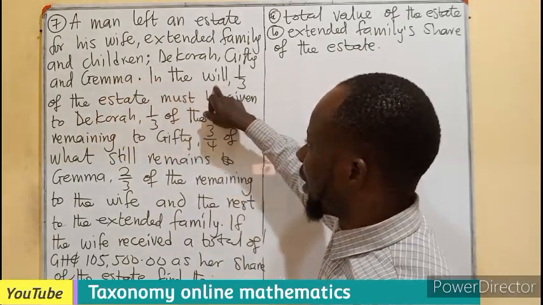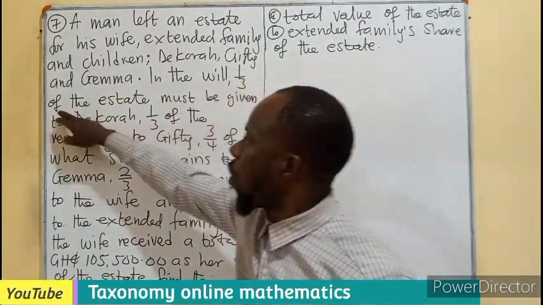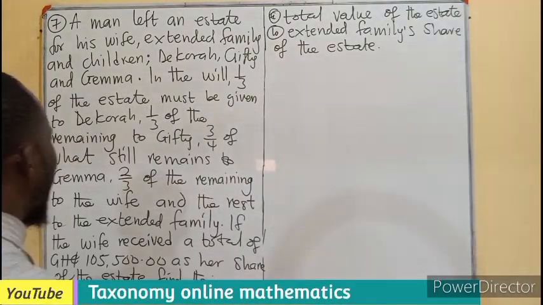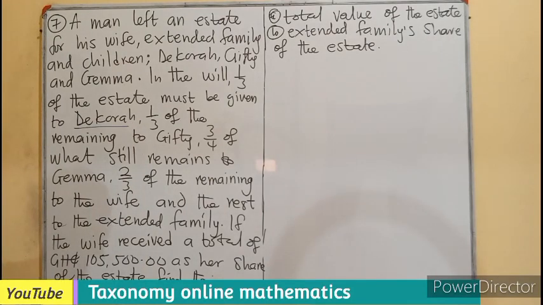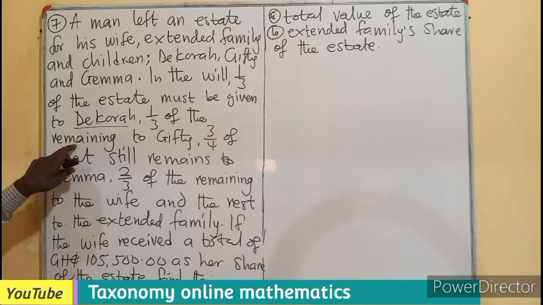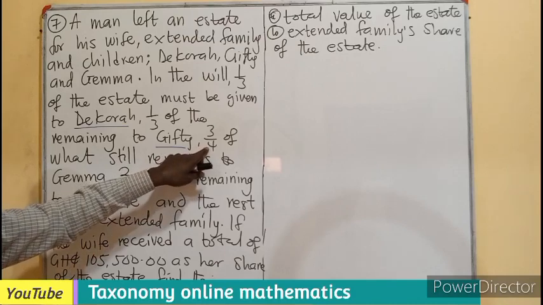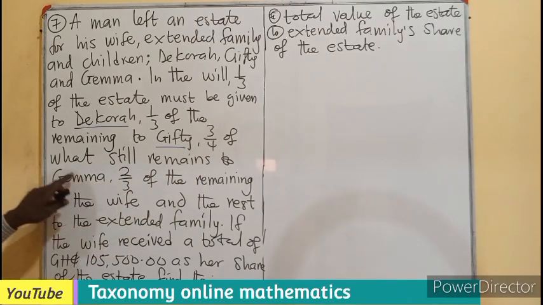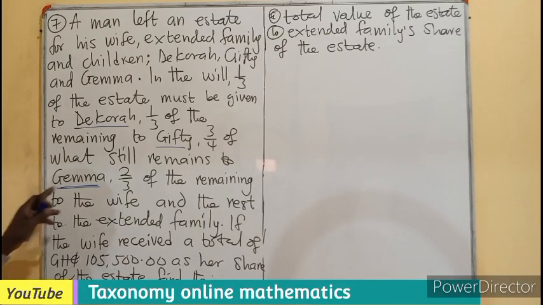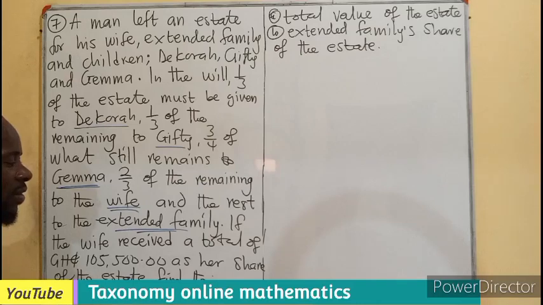In the will, it is stated that 1/3 of the estate must be given to the first child, which is Decorah. Then 1/3 of the remaining, whatever is left, should be given to Gifty. Then 3/4 of what still remains must be given to Gemma. Then 2/3 of the remaining to the wife, and the rest to the extended family.